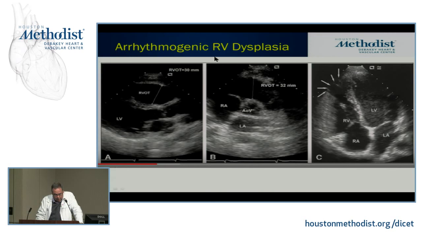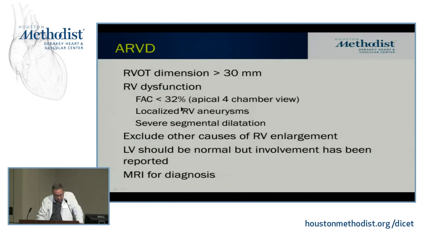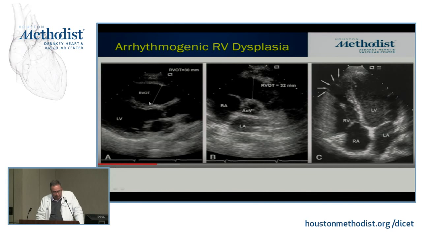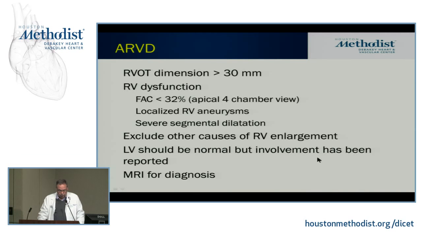This one, I'm going to bring it up to say that, yes, there are some echo features. This is taken from the literature, showing RV enlargement, RVOT enlargement, which is quite common, and aneurysmal segments, particularly in the apex of the RV. And of course, you can have RV dilation and RV dysfunction.